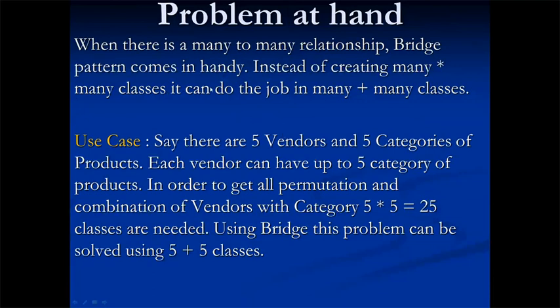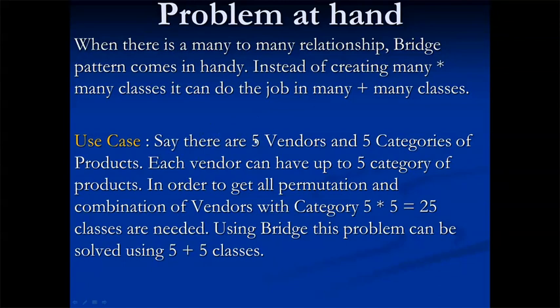So the problem at hand is when there is a many-to-many relationship, the bridge pattern comes in handy. Instead of creating many times many classes, it can do the job in many plus many classes. If you have, say, 5 objects on either side, instead of having 25 classes, the permutation combinations, you can just have 10 classes and it's easily manageable.